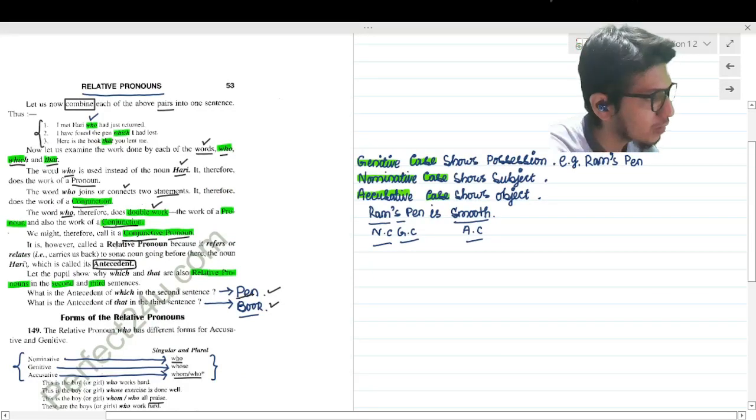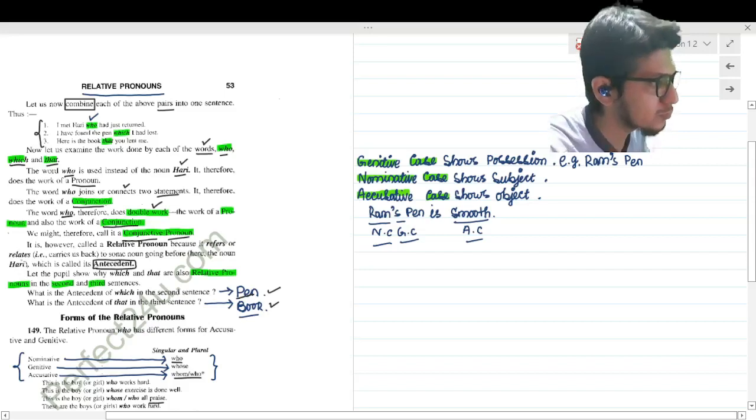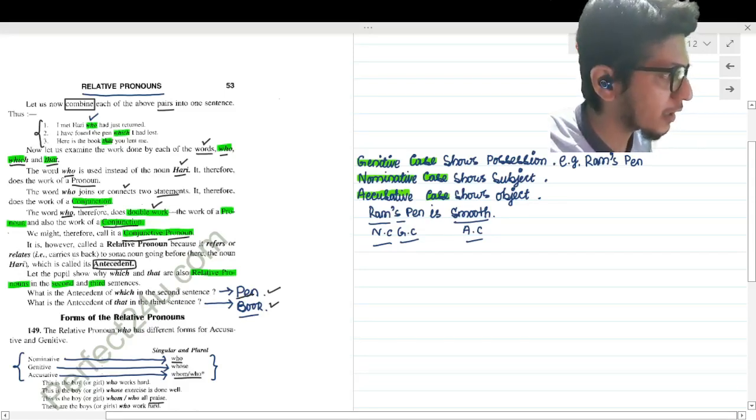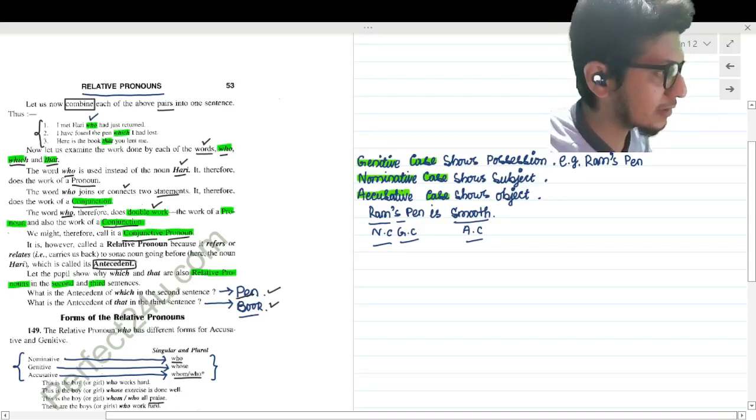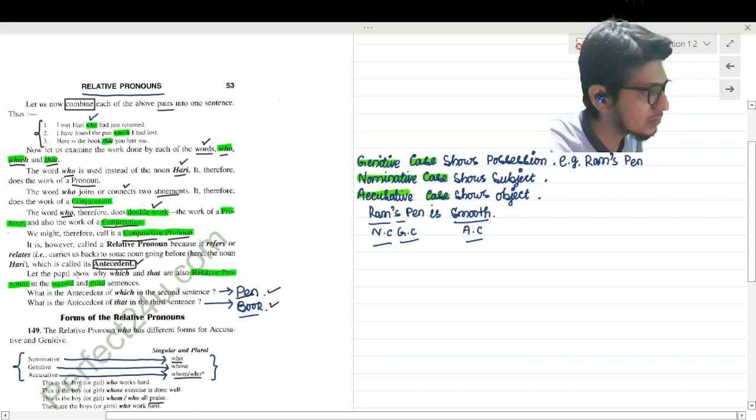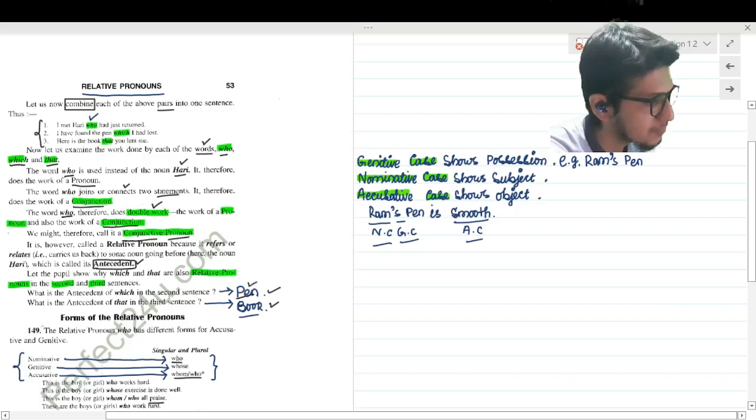It is however called a relative pronoun because it refers or relates or carries back to some noun going before. Here the noun is Hari, which is called its antecedent. Let us show why which and that are also relative pronouns in the second and third sentence. What is the antecedent of which in the second sentence? So the antecedent of which is pain. And what is the antecedent of that in the third sentence? The antecedent of that is book.